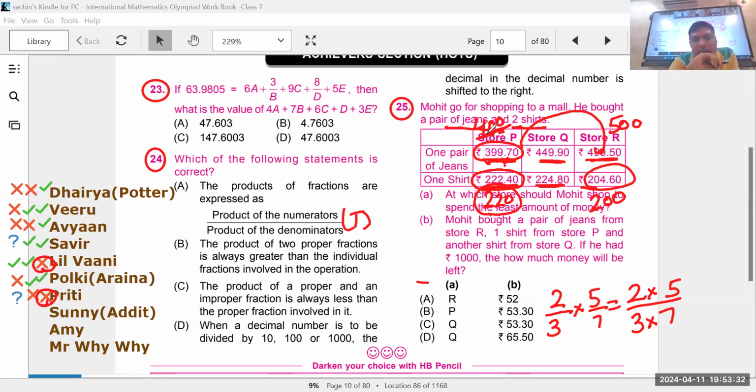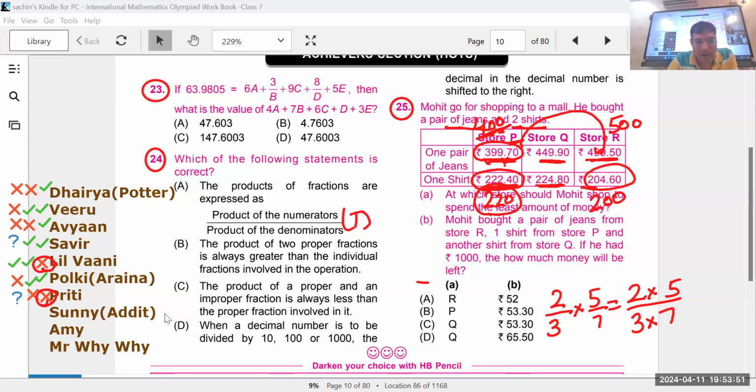So Pritesh, understood? Sir, will P be the least expensive? Store P is least expensive because of the pair of jeans, right? Sir, I mistakenly looked at R instead of P, so I sent the wrong answer. Yes, you have to be careful.